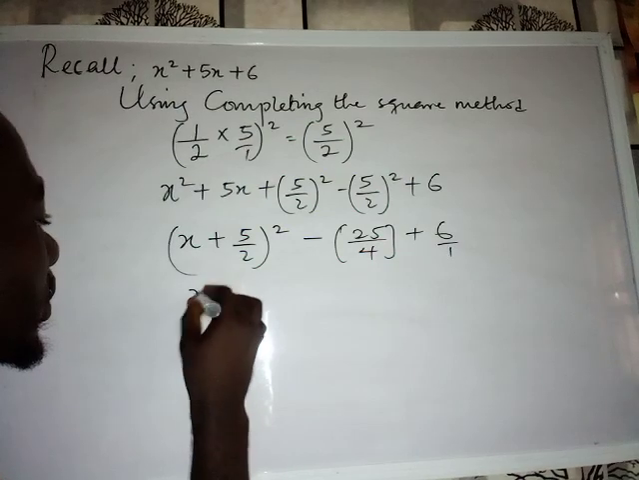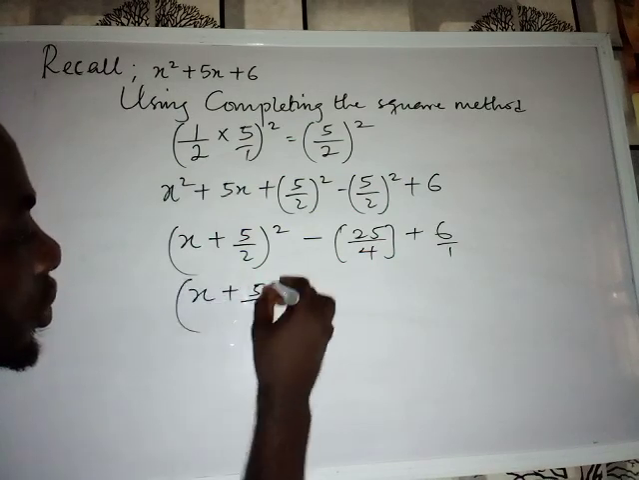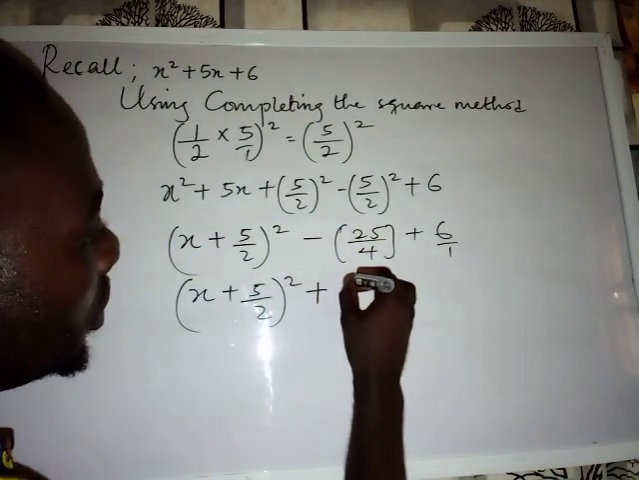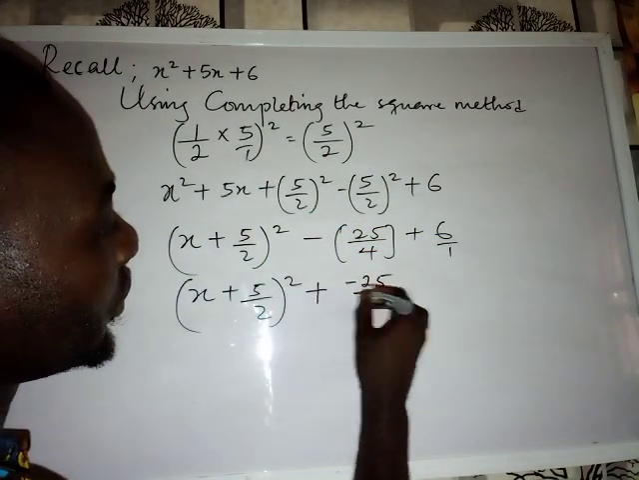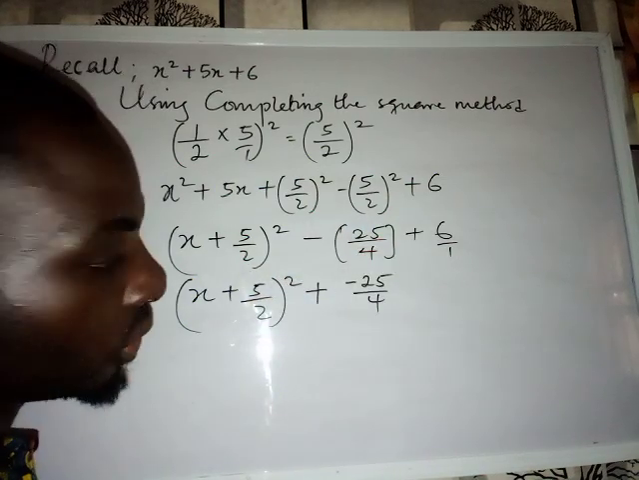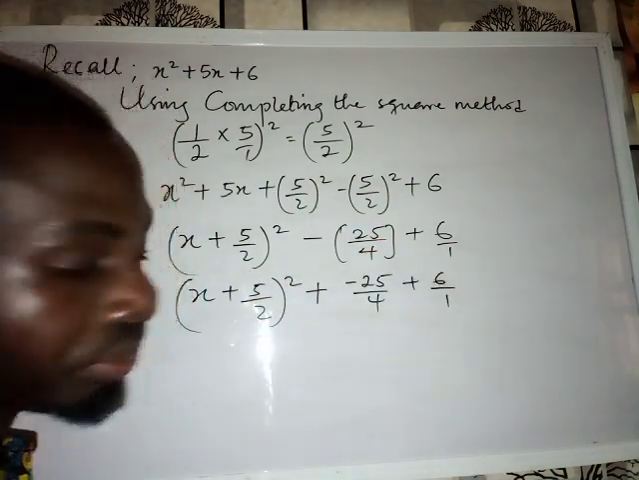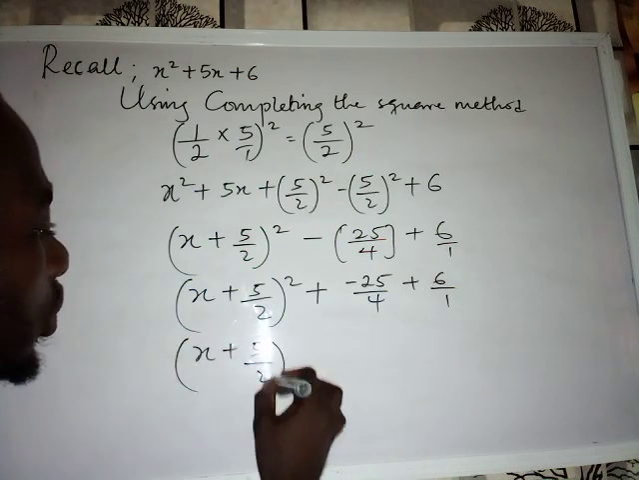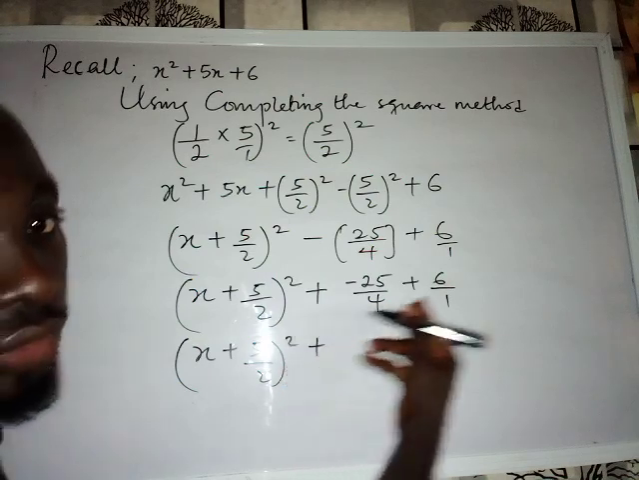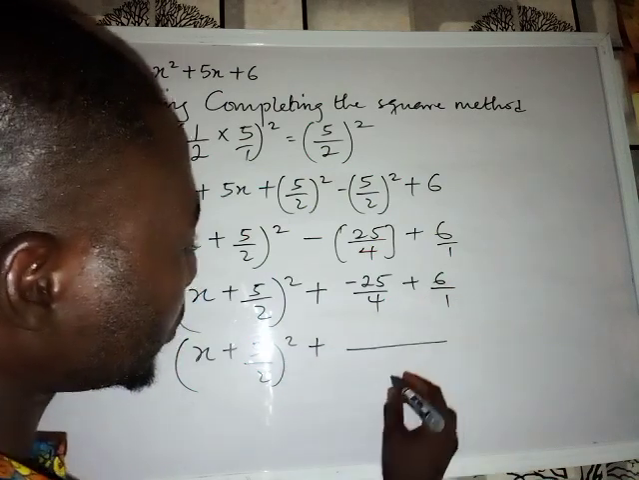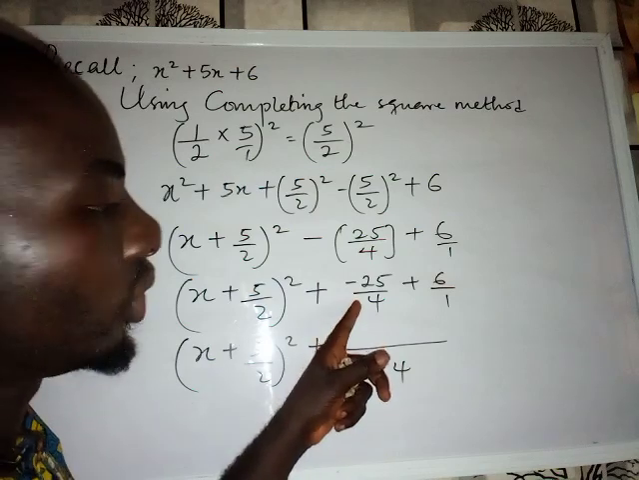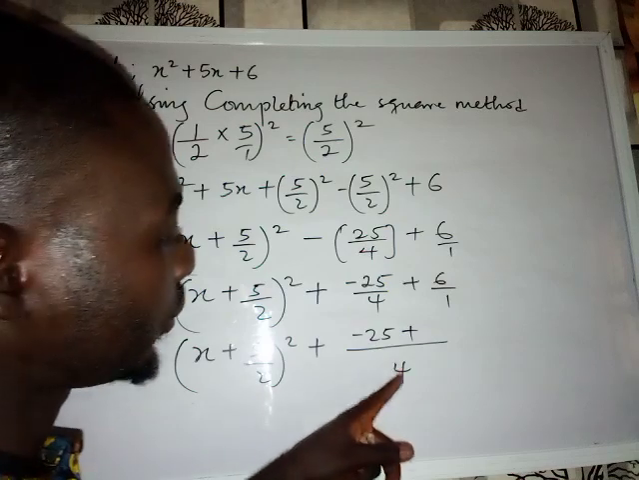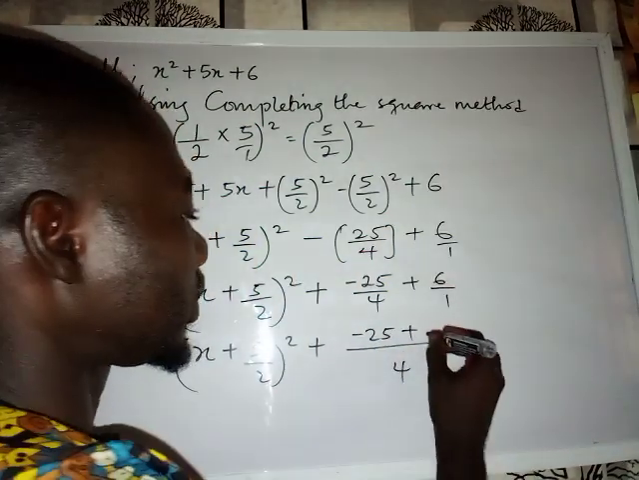Another way of writing it is (x plus 5 over 2) all squared. This, multiplied out with the minus, gives minus 25 over 4 plus 6 over 1. Then I have (x plus 5 over 2) all squared plus, I'm going to find the LCM of this. That's 4. 4 divided by 4 is 1, 1 times minus 25 is minus 25, plus 4 divided by 1 is 4, and 4 times 6 is 24.